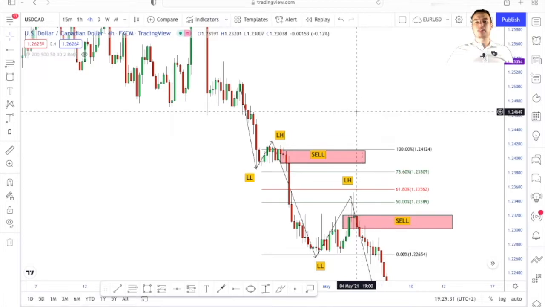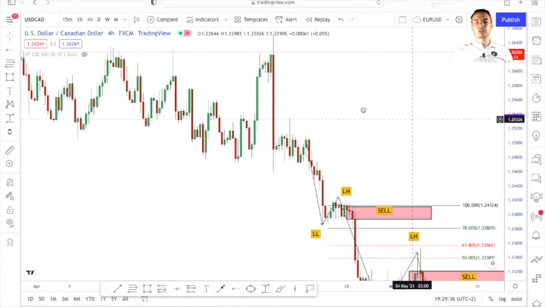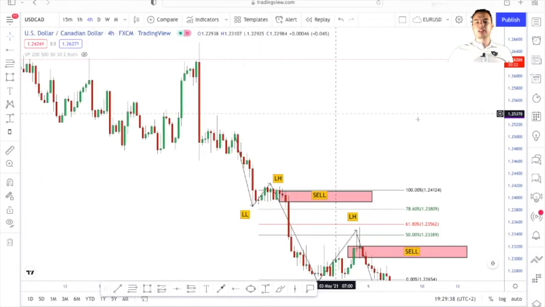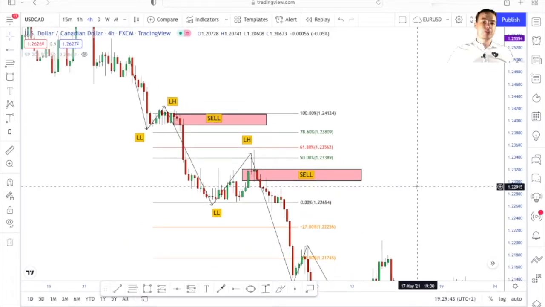I hope you understand this. It's relatively easy once you grasp the concept of it. You just need to practice and identify. So those are retracements.